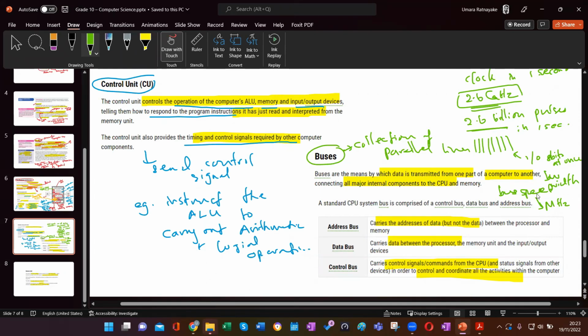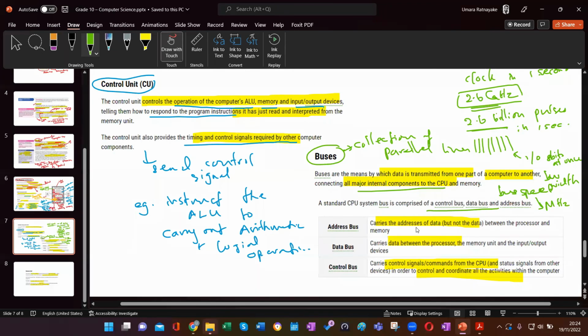These are some of the technical specifications that you should look at, because this is why people say, I bought a very fast computer, a good brand, but after some time I noticed that it is lagging and the performance has gone down. The reason is these internal specifications are not matching, bottlenecks are there. So buses are the means by which data is transmitted from one part to another, connecting all major internal components to the CPU and memory. A standard CPU system bus is comprised of the control bus, data bus, and address bus.